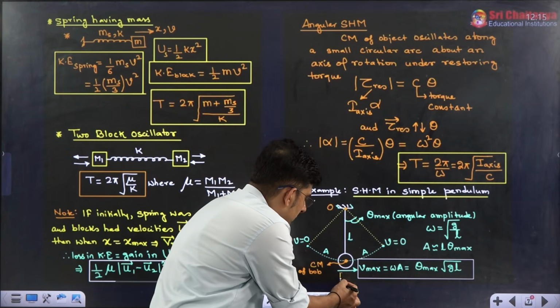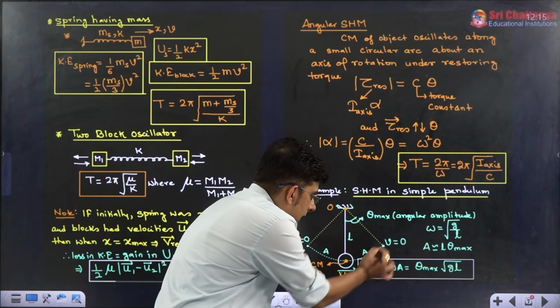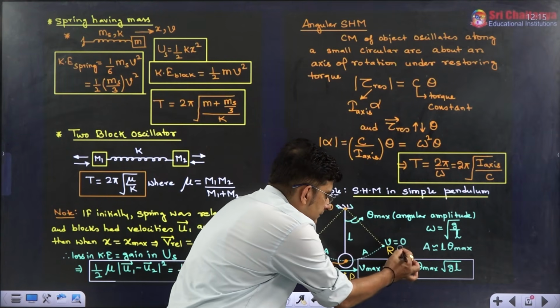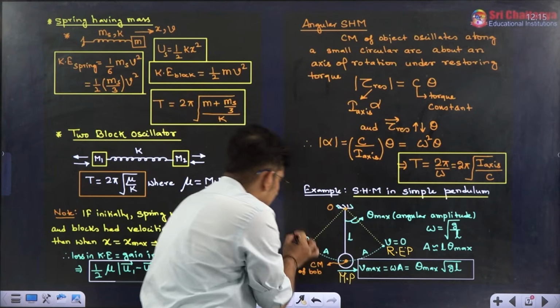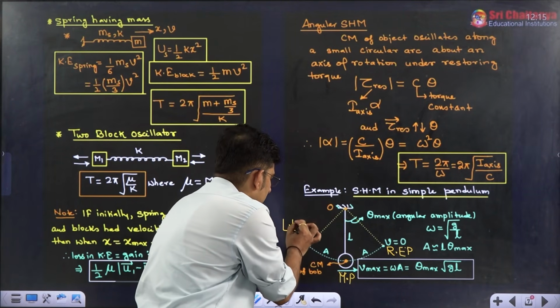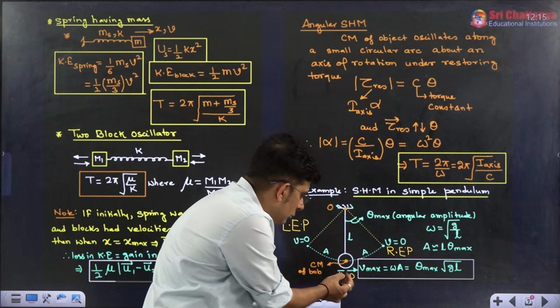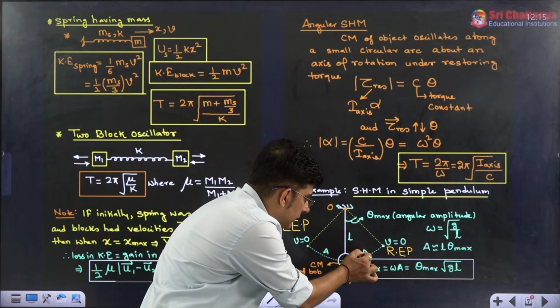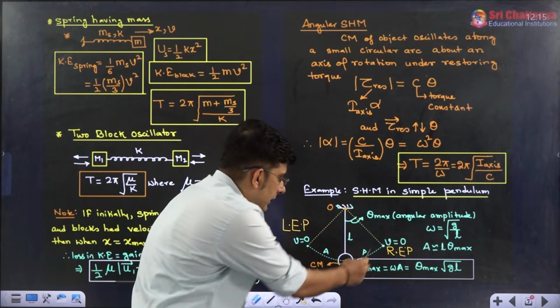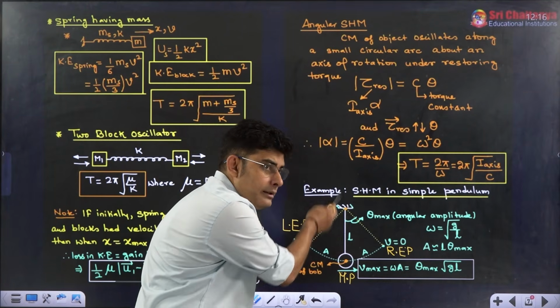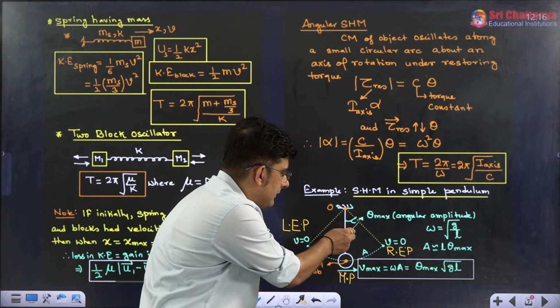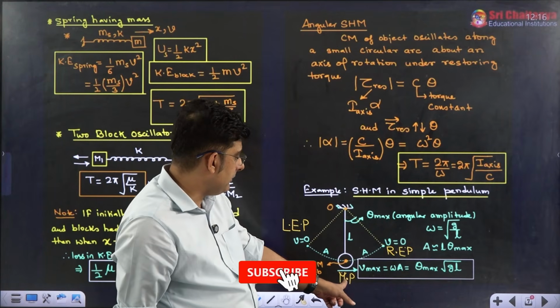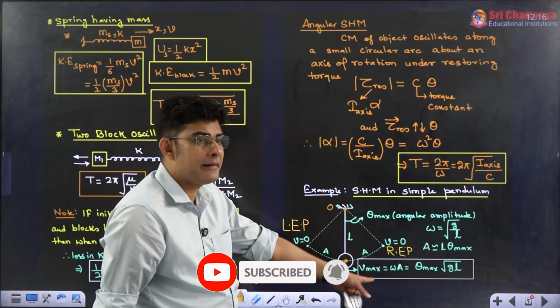So between mean position and extreme position, this is the right extreme and this is the left extreme. Between these two you have this mean position, and this mean position and this extreme are separated by A. Now what is A? You can say A is the arc length, L is the radius, theta max is the angle. So V max, at the bottommost point, the maximum speed V max is omega into A.